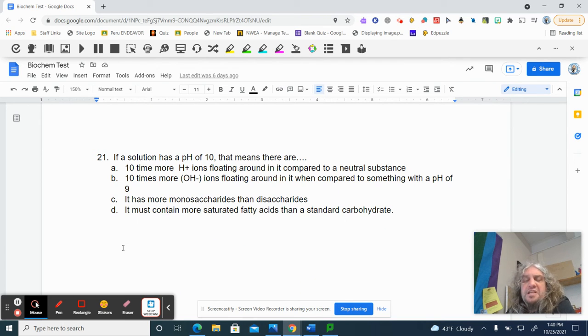21. If a solution has a pH of 10, that means there are A, 10 times more H ions floating around it compared to a neutral substance. B, 10 times more OH ions floating around it when compared to something with a pH of 9. C, it has more monosaccharides than disaccharides. Or D, it must contain more saturated fatty acids than a standard carbohydrate.